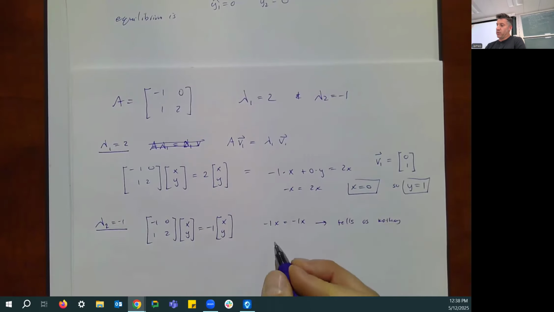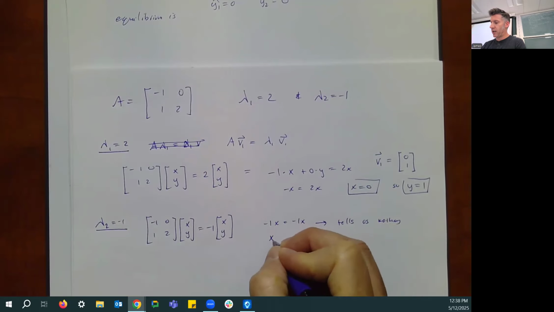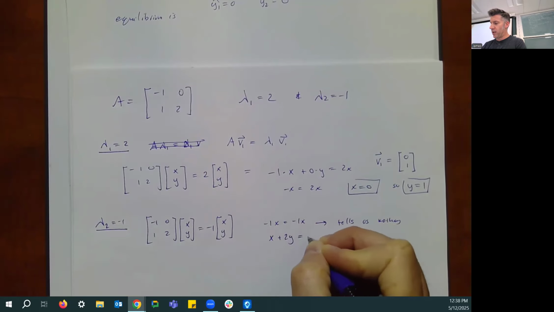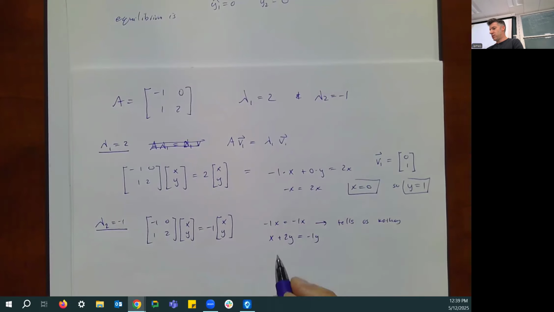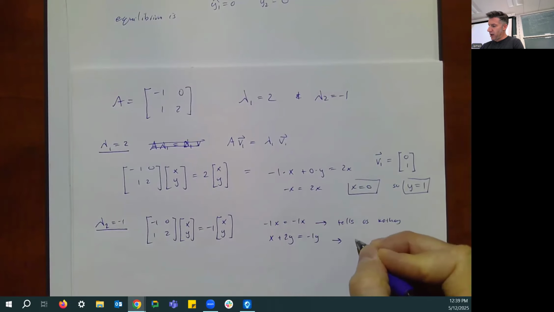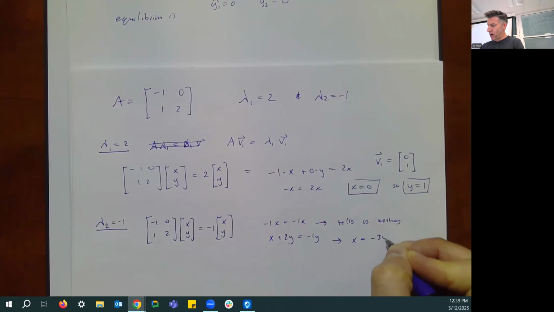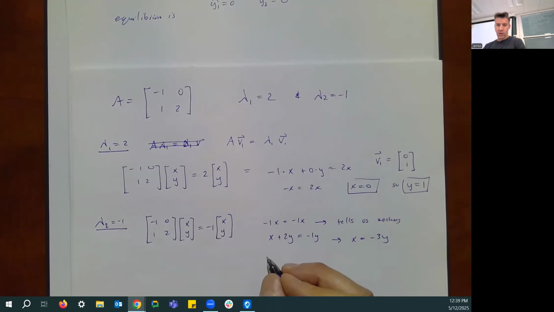So we use the second equation, which tells us something useful: 1 times x plus 2 times y equals -1 times y. I'm going to subtract 2y from both sides and get x equal to -3y. So my eigenvector here is going to be, I would probably say that y is 1 and x is -3.